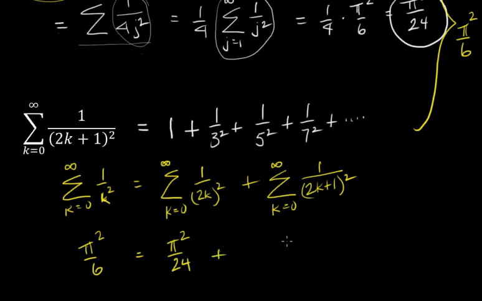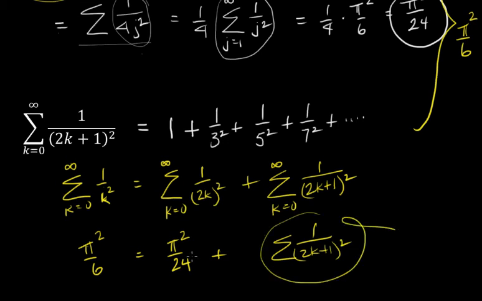And we can solve now for this series. Summation 1 over 2k plus 1 squared. And if you solve for that, just subtract pi squared over 24, you get pi squared over 8. So this series here is equal to pi squared over 8.